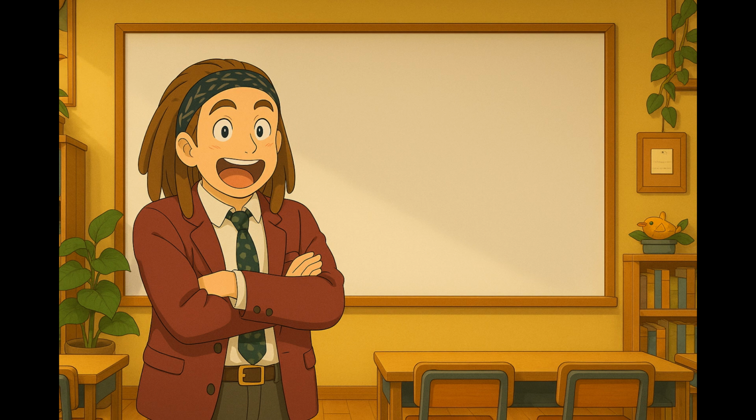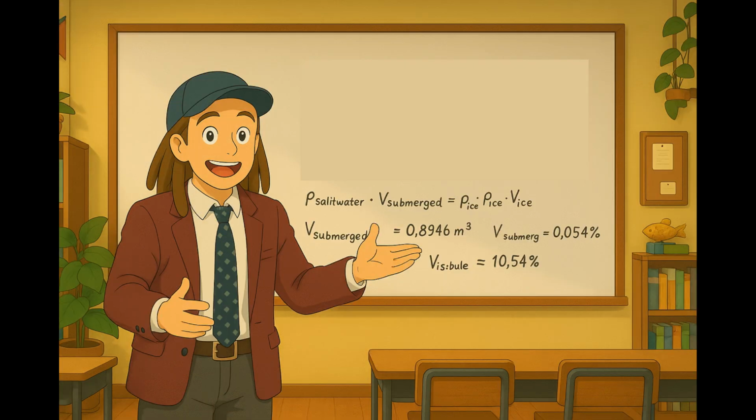Let's plug in our values. V submerged equals 917 kilograms per cubic meter over 1,025 kilograms per cubic meter times 1 meter cubed. V submerged is approximately 0.8946 meter cubed. This is the volume of ice beneath the surface.